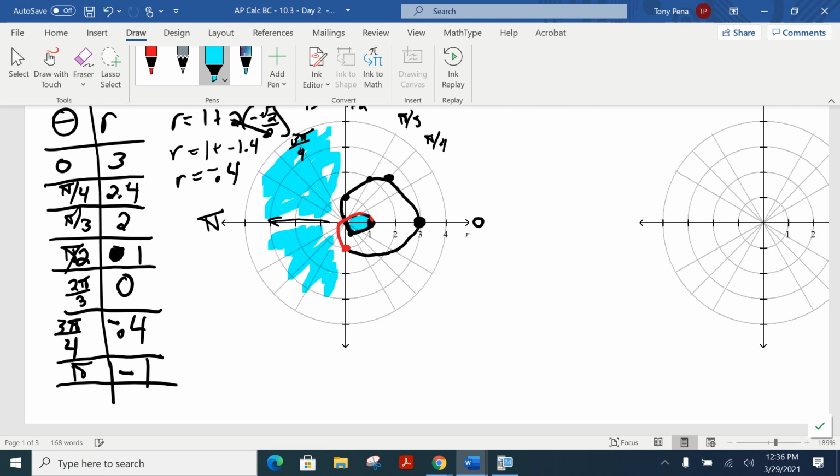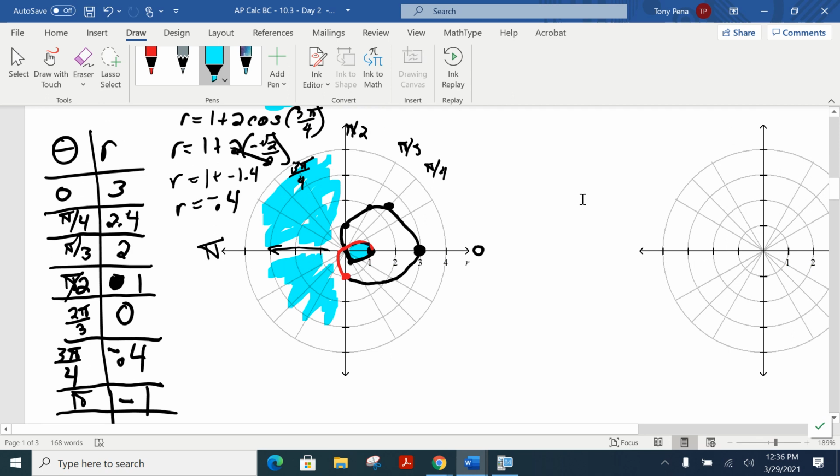So a really common question, and you'll see some of them here in a second and definitely tomorrow, is about the idea of that little loop on the inside.